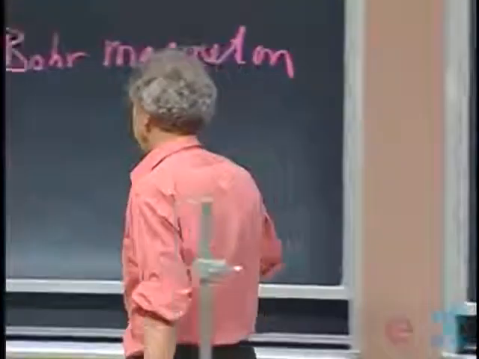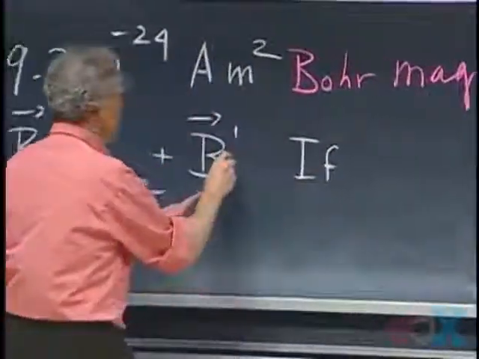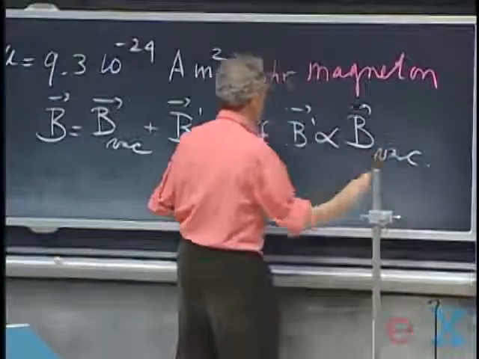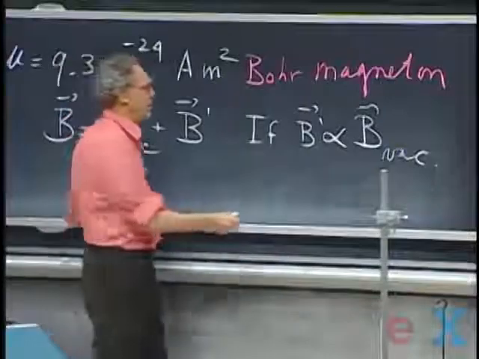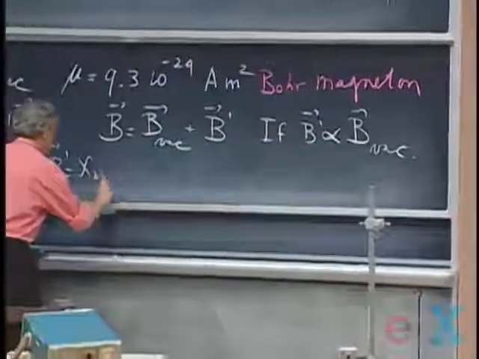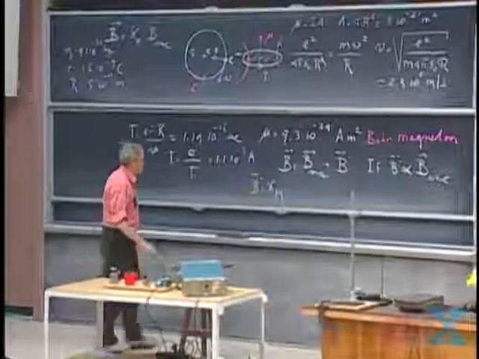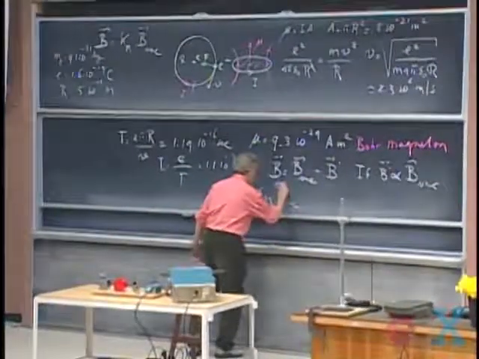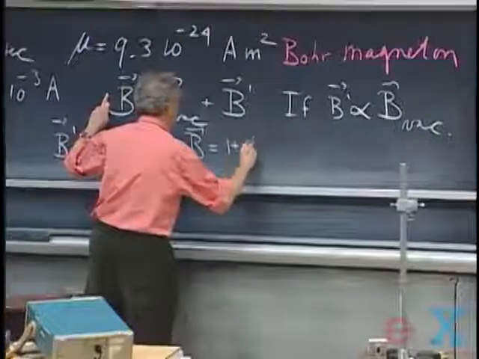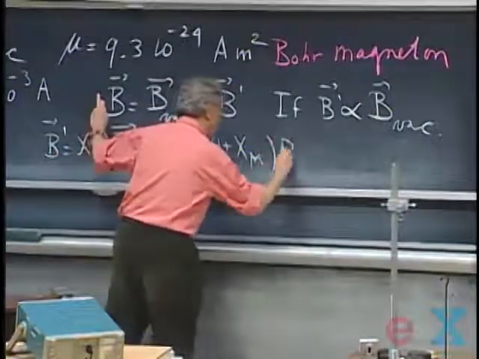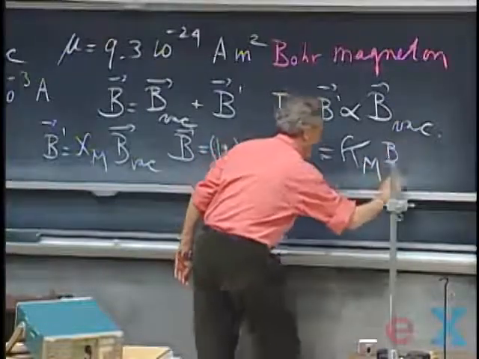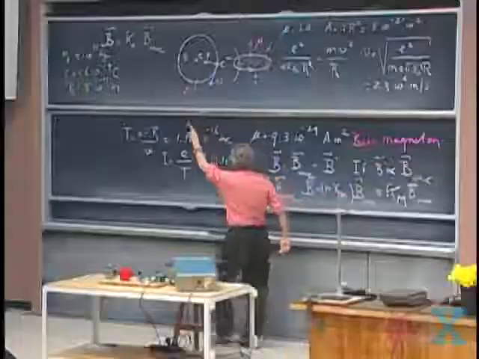If, and that's a big if, today you will see why it's a big if, B prime is linearly proportional to B vacuum, and today you will see there are situations where that's not the case, then I can write down that B prime equals chi m, which we called last lecture the magnetic susceptibility, times B vacuum. It's a linear proportionality constant. Now I can write down that B is 1 plus chi m times B vacuum, and for that we write kappa m times B vacuum, which is the equation that I started out with today.